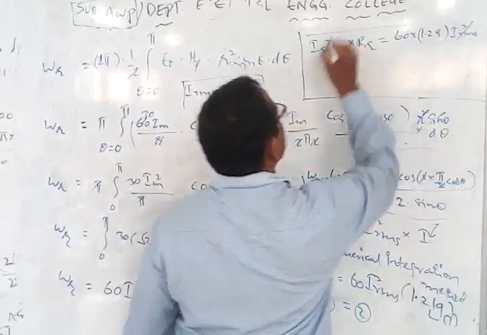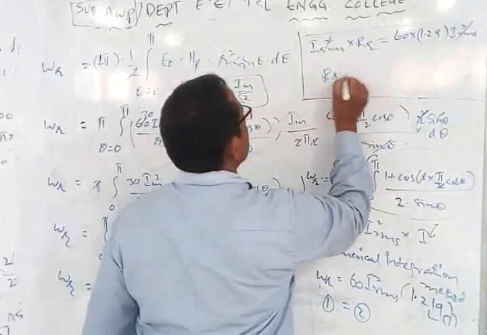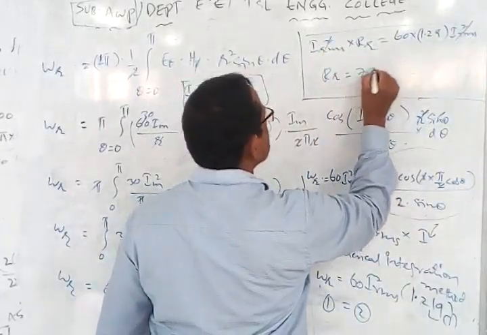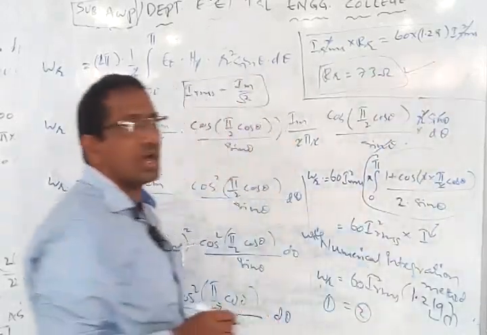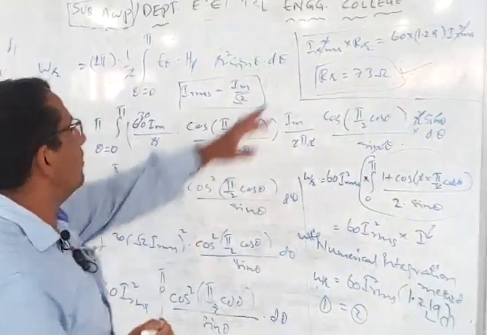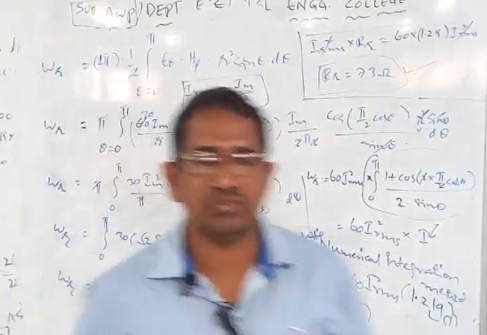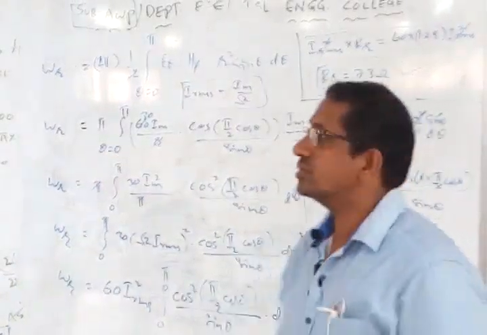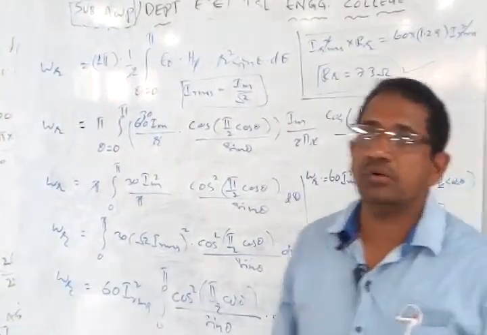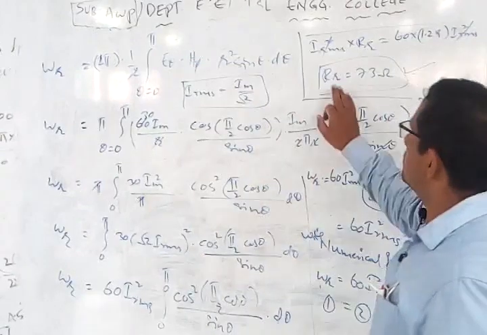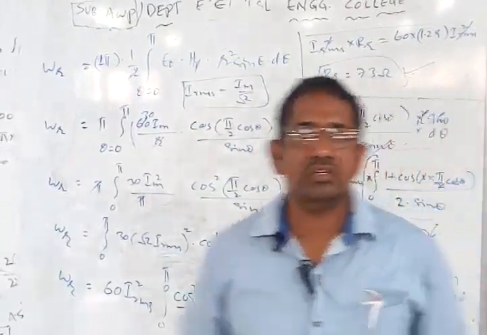So these two will get cancelled. Finally I am getting RR. This RR would be coming as going to be 73 ohms. So the radiation resistance of a half wave dipole will be equal to 73 ohms. That is a very important conclusion here. In order to radiate the dipole antenna more effectively, the radiation resistance should be maintained equal to 73 ohms.